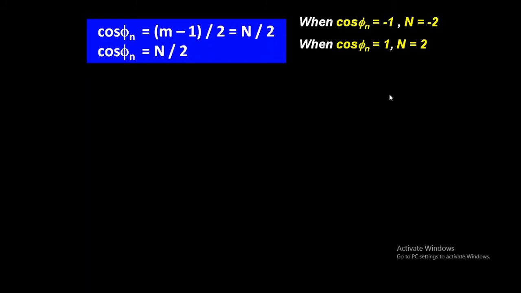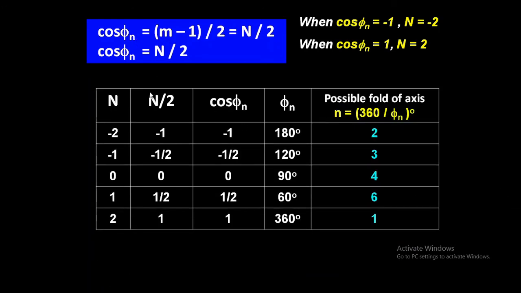So we will make one table. The minimum value of n is minus 2 and the maximum value of n is 2. In between that, we get minus 1, 0 and 1. So the total values of n will be 5 values: minus 2, minus 1, 0, 1 and 2.